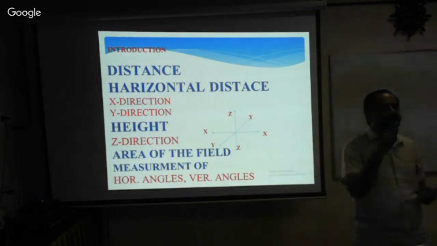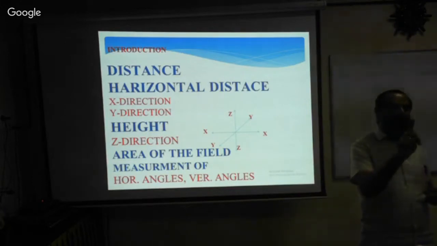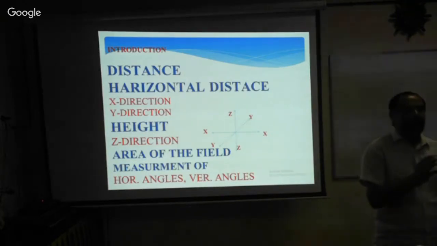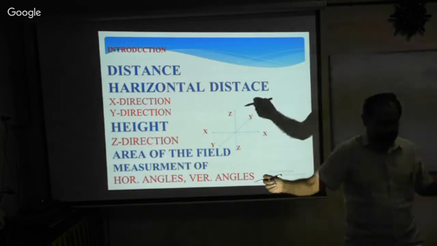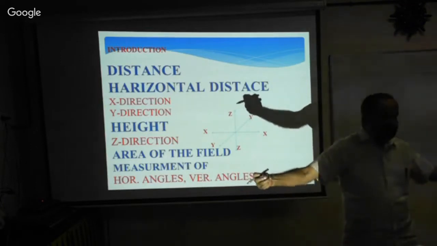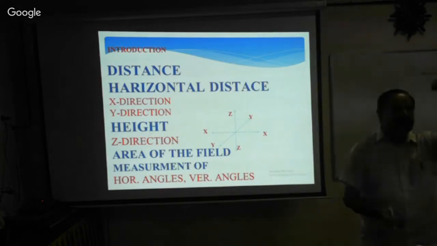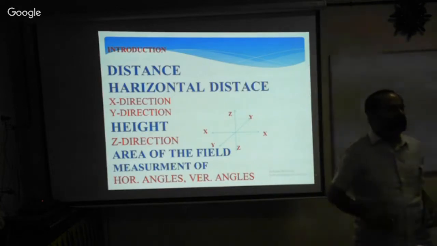One chain means that is 20 meter. Isn't it? Now, therefore, it is available. We can see that. Now, usually in surveying, what we are going to do, we will measure the distance: X distance, Y distance, and Z distance. Whatever way we want, we can measure it.